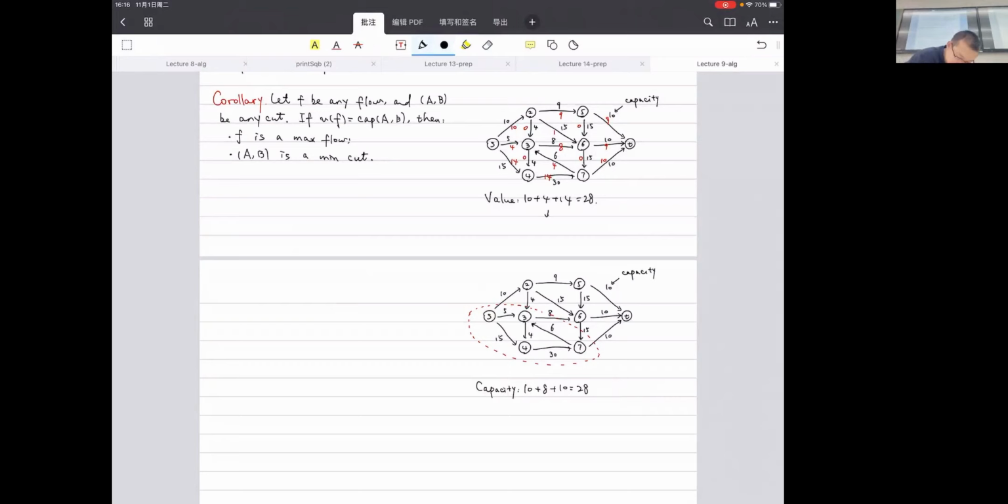The conclusion here is we must have got the min cut and the max flow, as they have equal value.